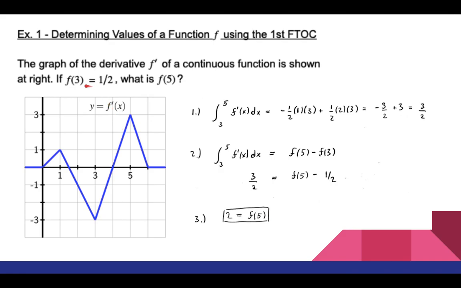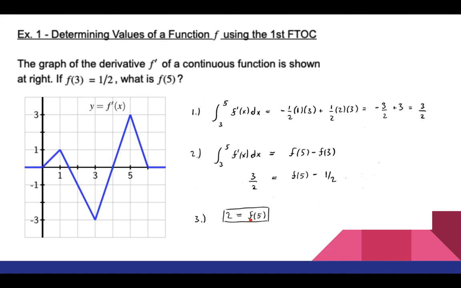So we know f of 3 is equal to 1/2. So we can substitute 1/2 for f of 3, which allows us to get the equation 3 over 2 equals f of 5 minus 1/2. So as a result of solving for f of 5, we're going to get that f of 5 equals 2.